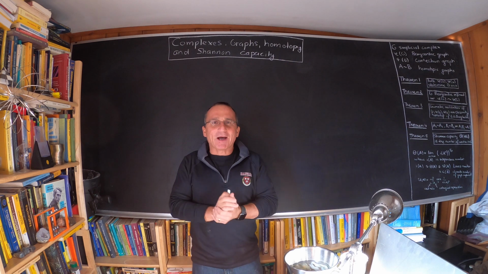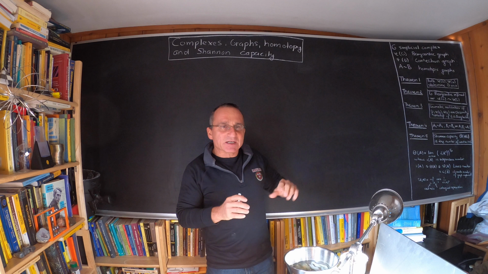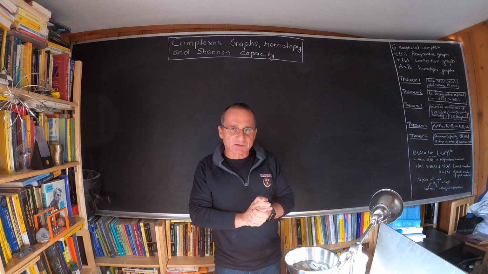Welcome. I want to address a few results in combinatorics. They deal with simplicial complexes and graphs, and a kind of culmination is a nice new result about the Shannon capacity of certain classes of graphs. Let's look at the setup.